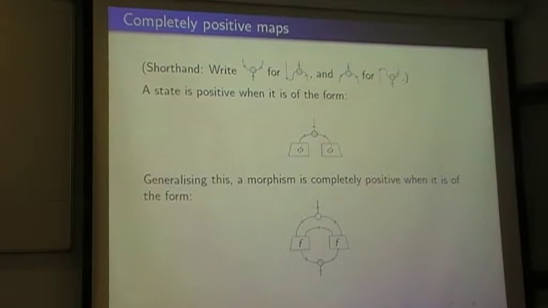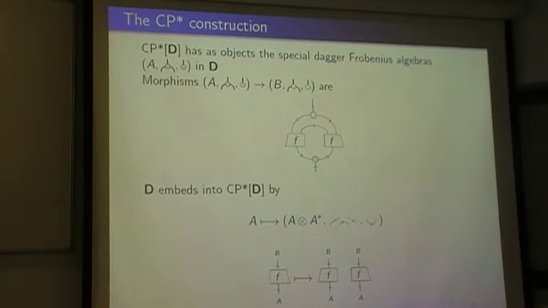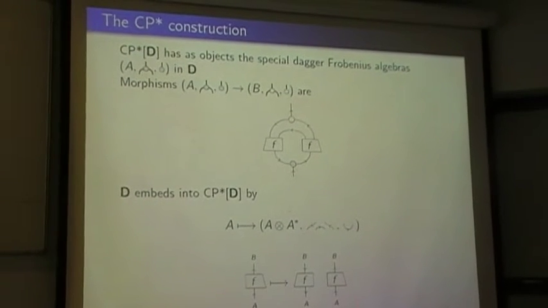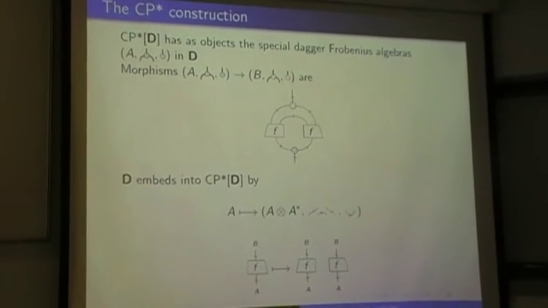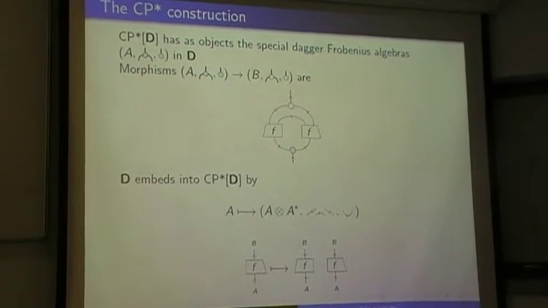And so we compose any diagonal symmetric monoidal category. The objects will be these special dagger Frobenius algebras, and the morphisms will be these completely positive maps.